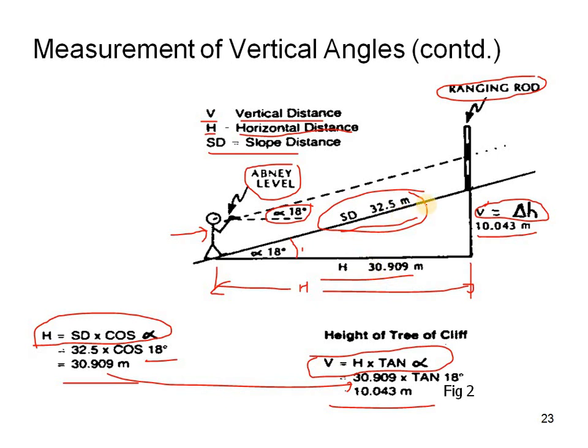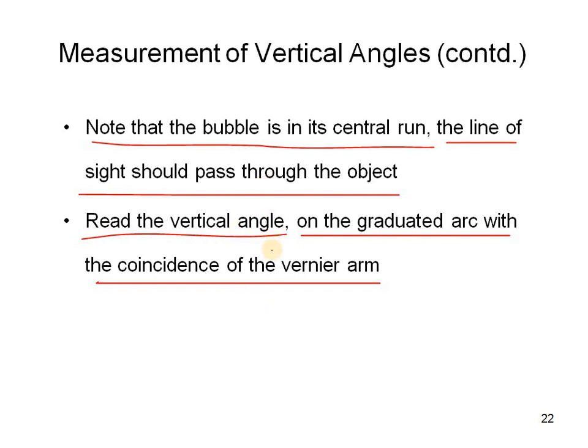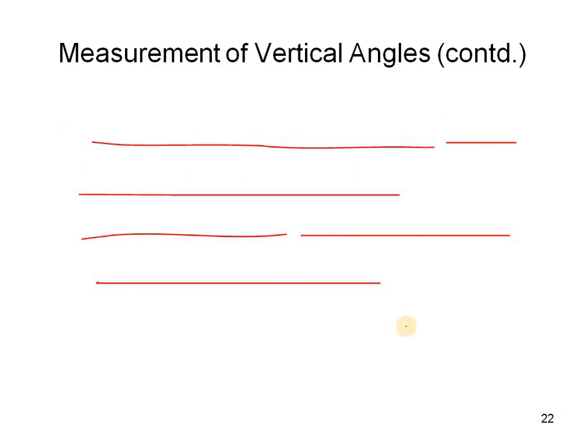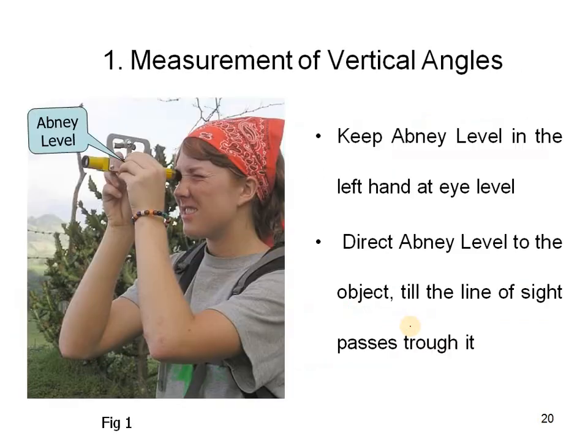Whatever the slope distance is, it is compulsory to take it. So we have to remember the formulas: H is equal to SD into cos alpha and V is equal to H into tan alpha. These are very important. In the bubble tube we have to check the conditions compulsorily. The bubble tube should be in the central position only. If the bubble tube moves away from the center, we have to set it and then sight the object. So this is the bubble tube condition.